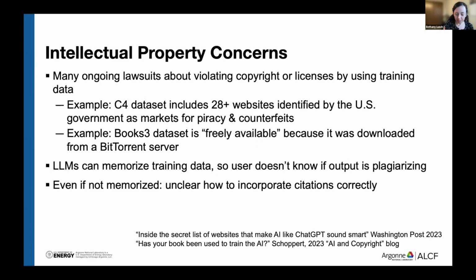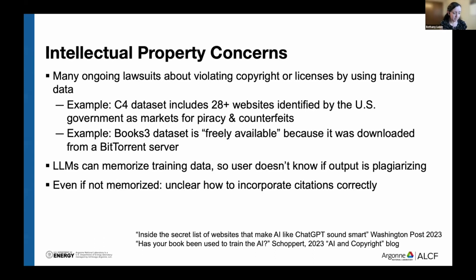There are also intellectual property concerns about the ways that popular LLMs have been trained. There are a lot of ongoing lawsuits about violating copyright or licenses. For example, these data sets contain pirated books. LLMs can memorize training data, and the user doesn't necessarily know if the output is just a quote from memorized content.